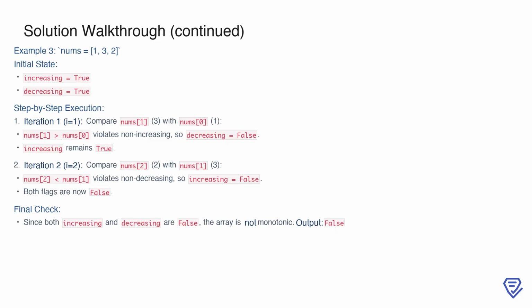In the second iteration, we compare nums[2], 2 with nums[1], 3. Here, 2 is less than 3, which violates the non-decreasing condition. As a result, we set increasing equals false. At this point, both flags are now false, indicating that the array is neither non-decreasing nor non-increasing.